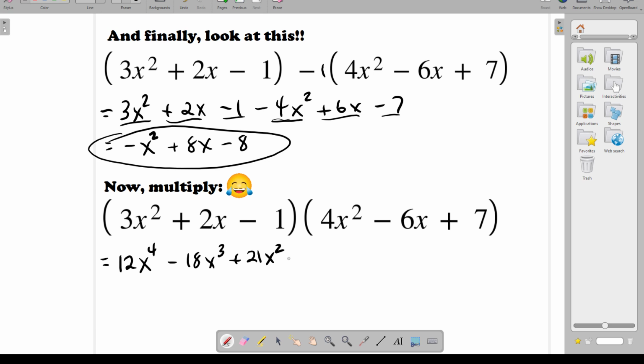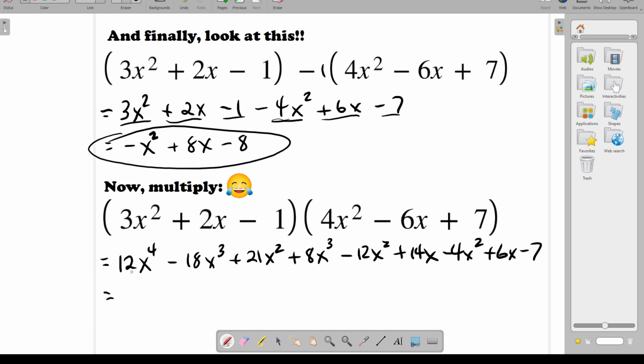Now we take the 2x and distribute it. 2x times 4x is plus 8x cubed, x squared times x to the 1st. 2x times negative 6 is negative 12x squared, x times x, and 2x times 7, 14x. Then finally distribute the negative 1 over each term. We get negative 4x squared plus 6x minus 7.